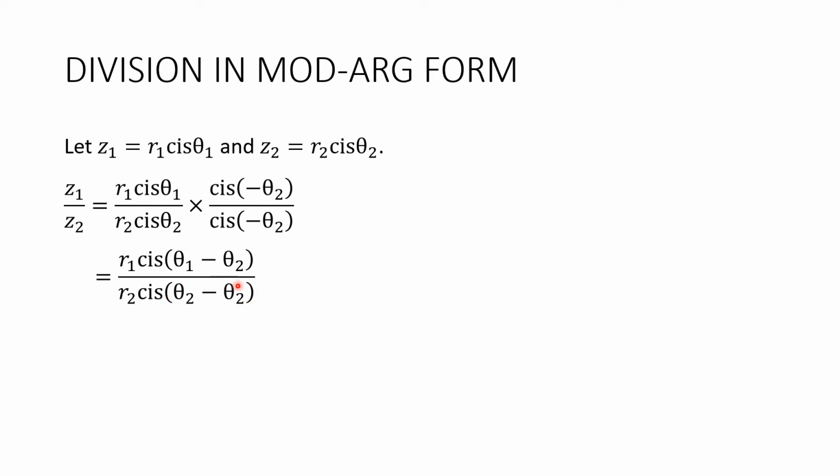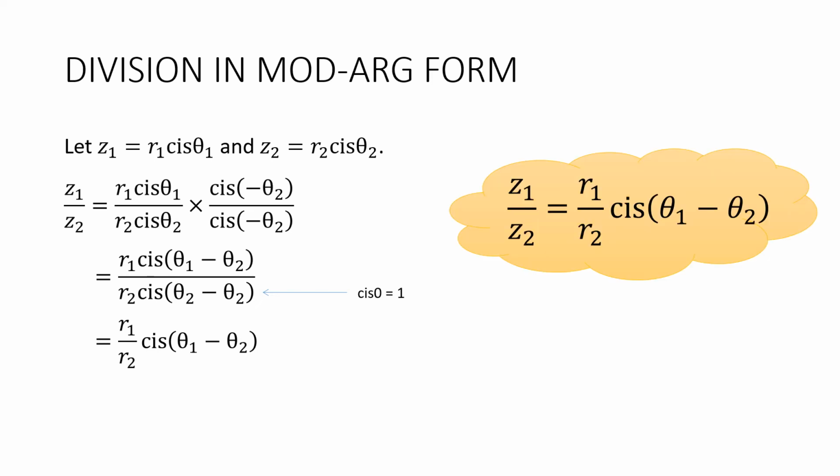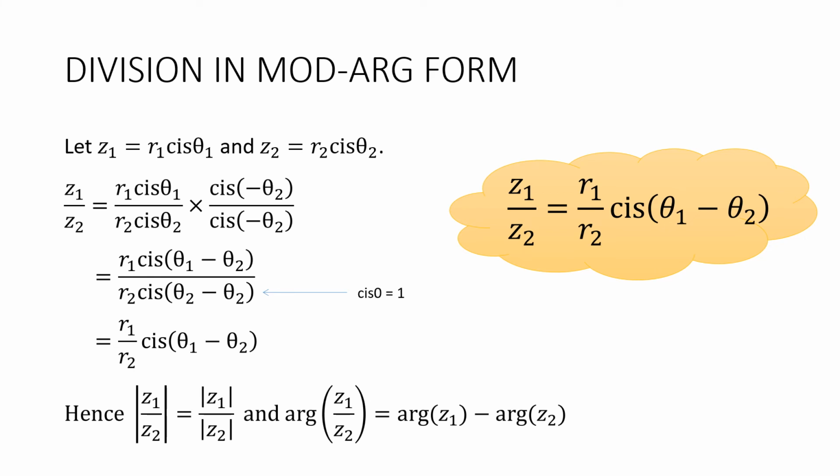So this is cis 0. All right, this is really important. Check this out by expanding it out and make sure it makes sense to you. But cis 0 is equal to 1 because it wipes out the imaginary part. And so we're actually finished. There it is. Z1 over Z2 is equal to R1 over R2 cis theta 1 take theta 2. So that means that the modulus of Z1 over Z2 is equal to the division of those moduli. The argument is equal to the subtraction of the individual arguments.